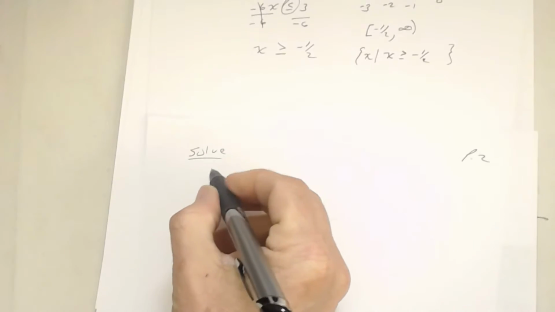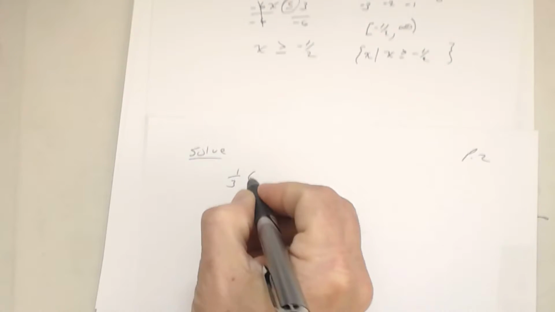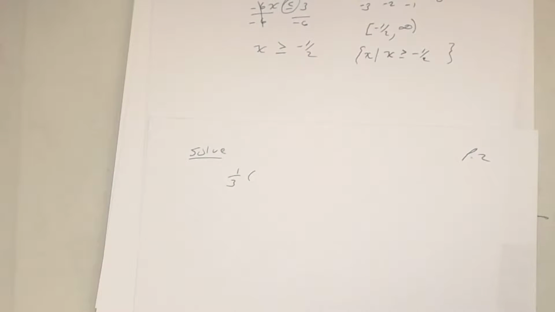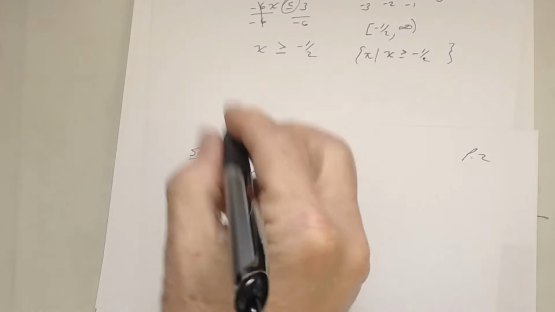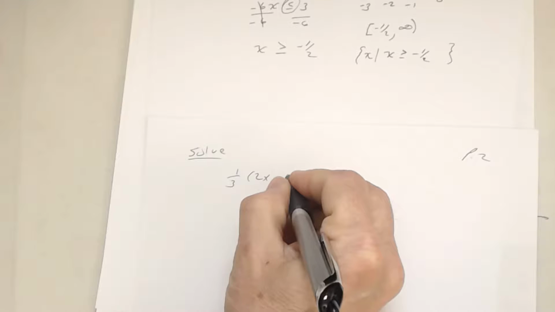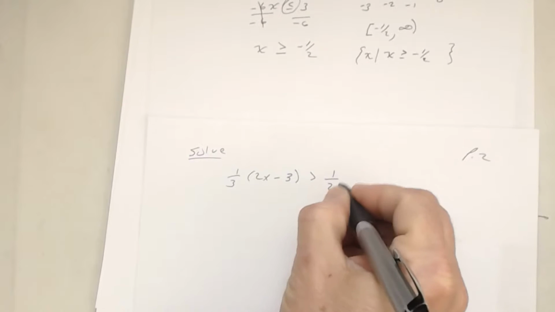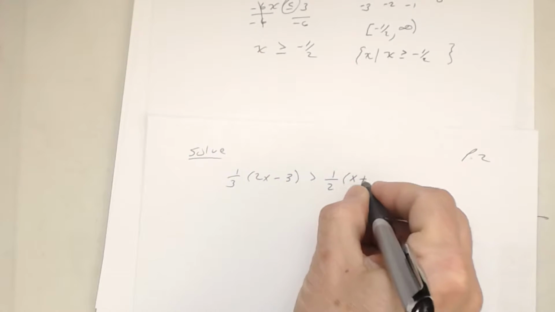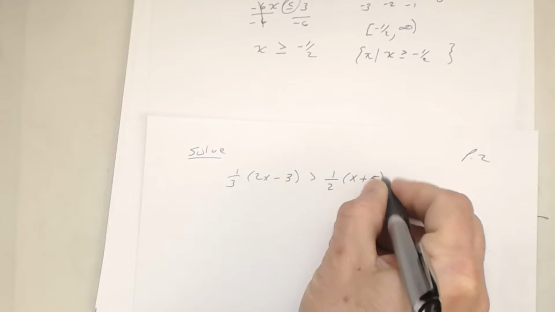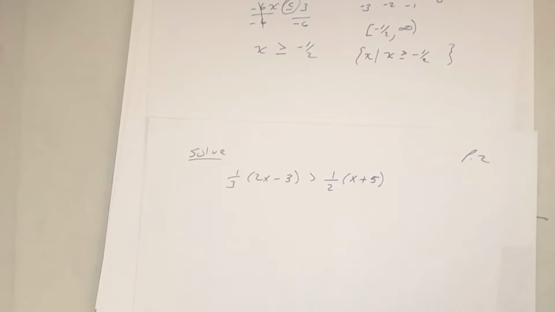And let's suppose you had 1/3 times 2x minus 3 is greater than 1/2 times x plus 5. So there are different approaches you can take here. A couple of approaches you can start with. What might you want to try first?